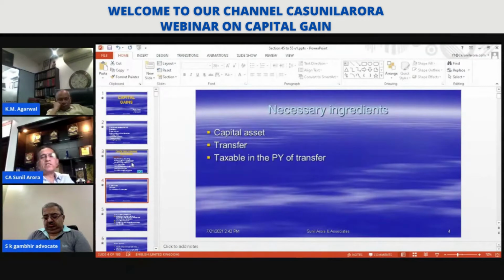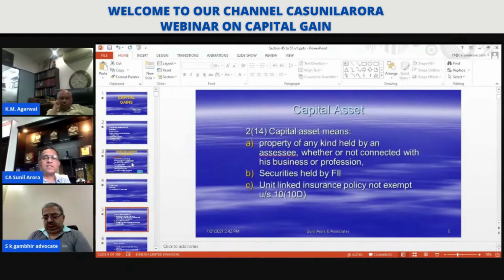Now, when we look at this section 45(1), there are 3 important ingredients. First of all, there has to be a capital asset, number 1. Second, there should be a transfer of that particular capital asset. And third, it will be taxable in the previous year in which the transfer takes place. So the taxability is in the year of transfer, right? These are the 3 necessary ingredients to initiate the charge of tax with respect to transfer of a capital asset.